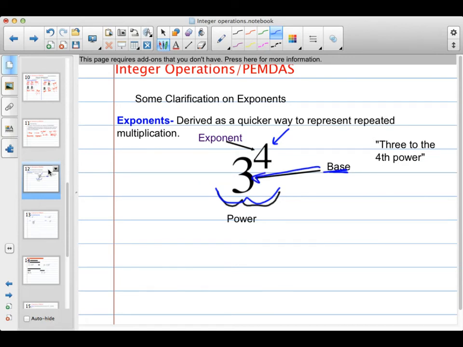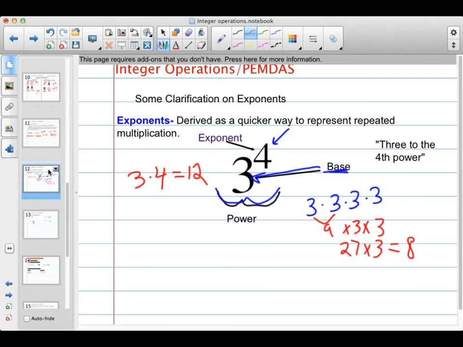So 3 to the 4th power means that we've got 3 times 3 times 3 times 3. What I see students do incorrectly a lot is just doing 3 times 4. This is not just a quicker way of writing the number 12. It's actually a repeated multiplication of the number 3. 3 times 3 would get me 9, times another 3 would get me 27, times 3 is the number 81. So 3 to the 4th power is a different way of writing 81. To simplify that is to write it as the number 81.